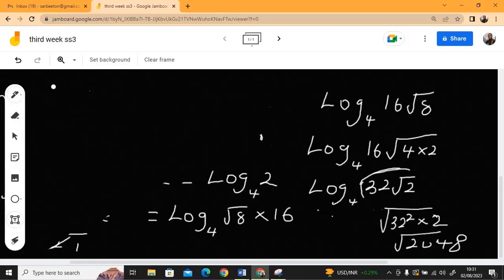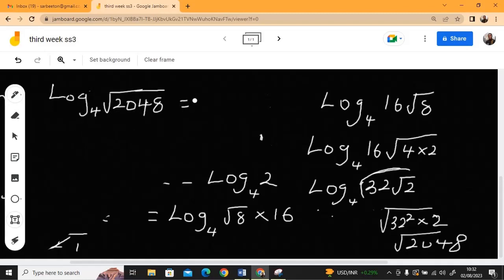Log 4 root 2048. This is what I have. Now, what I'm going to do is that, you see this 4, I can change this.